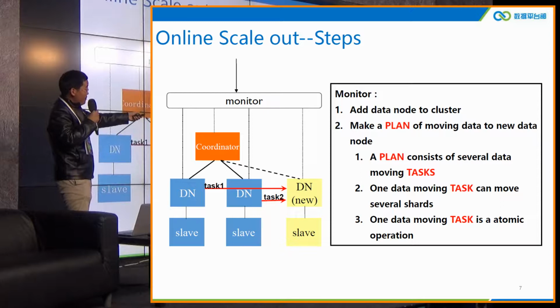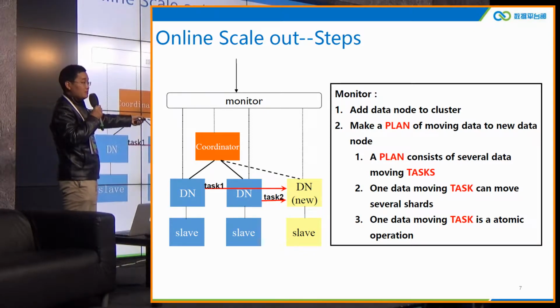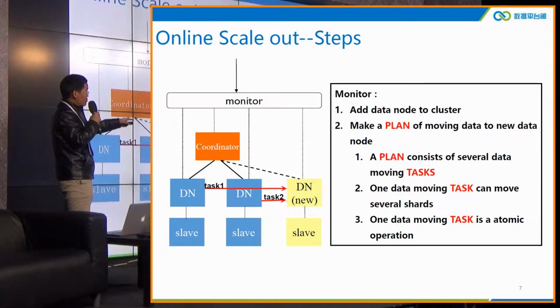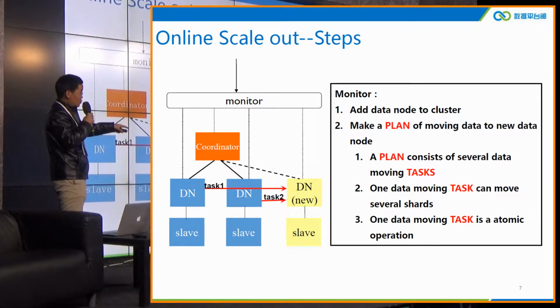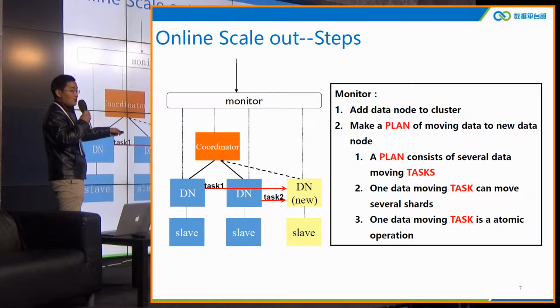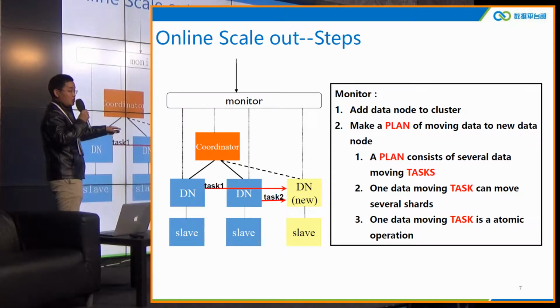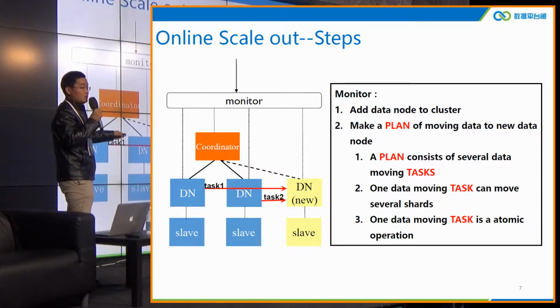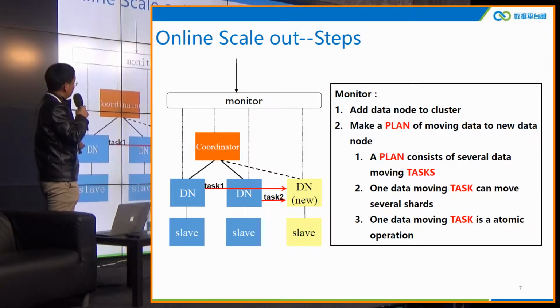And one task can move several shards. But one data move task is an atomic operation. It should succeed or fail. No other situation, no other status. Okay.